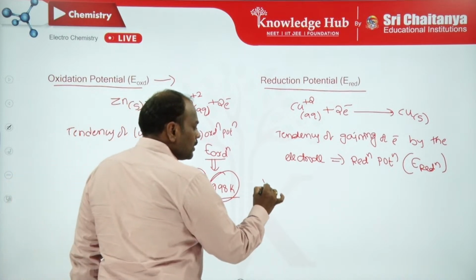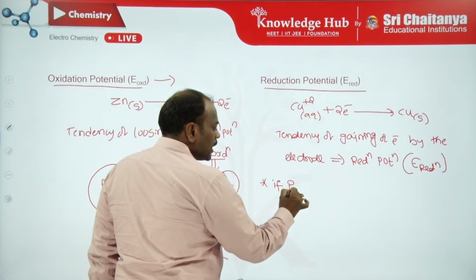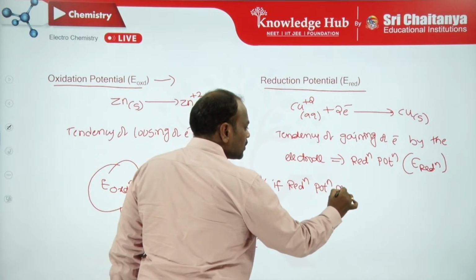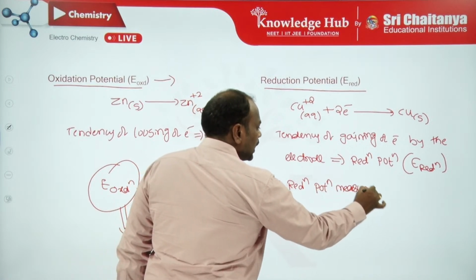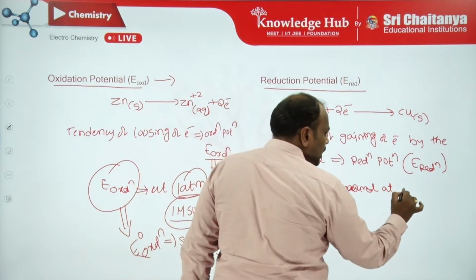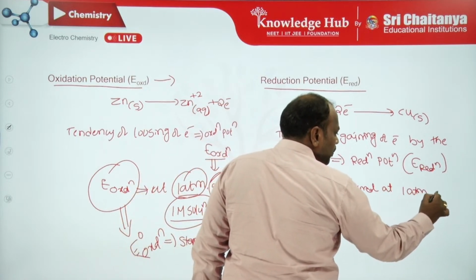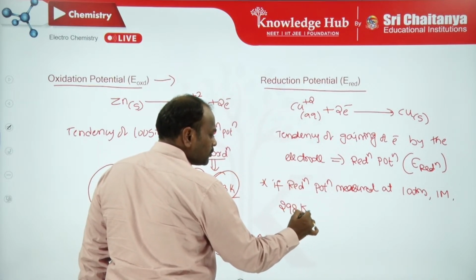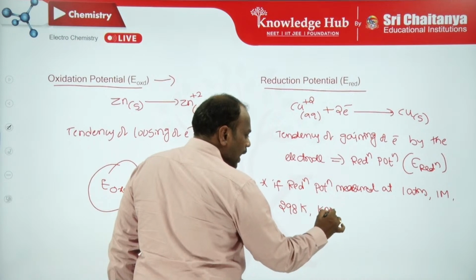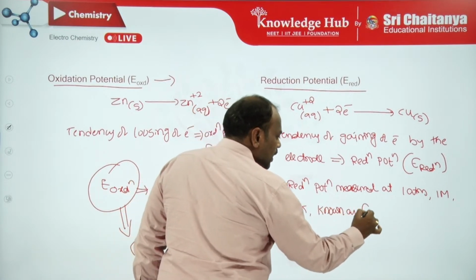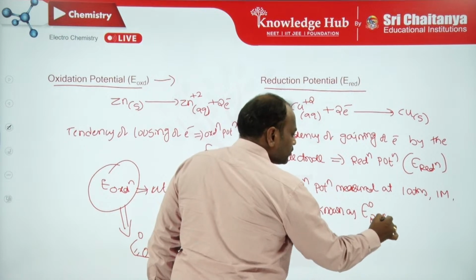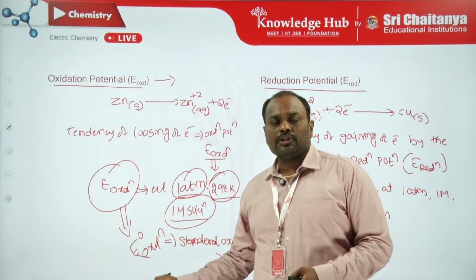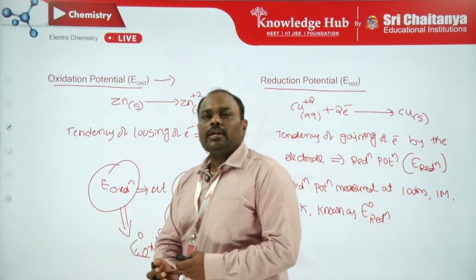Next, if reduction potentials are measured at the same conditions, what are the conditions? 1 atmospheric pressure, 1 molar solution, and 298 kelvins. That is known as the standard reduction potential. So: oxidation potential, standard oxidation potential, reduction potential, standard reduction potential.